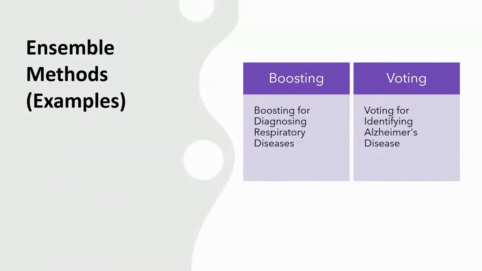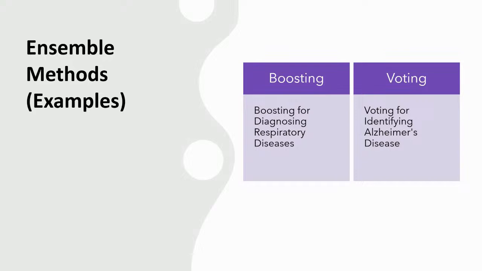Boosting is another ensemble method that combines multiple models to improve accuracy. It can be used to diagnose respiratory diseases based on symptoms such as coughing, wheezing, and shortness of breath. The model is trained on labeled data of patient symptoms and can then be used to make accurate diagnosis and develop appropriate treatment plans. Boosting is particularly useful when there are many weak classifiers that need to be combined to achieve high accuracy. Voting is an ensemble method that combines the prediction of multiple models to make final decision.